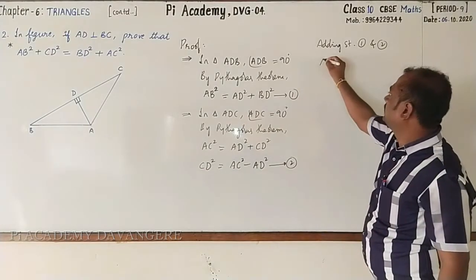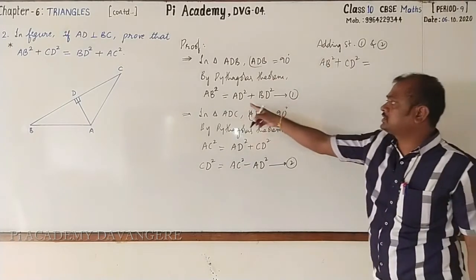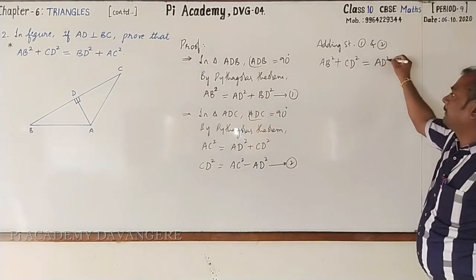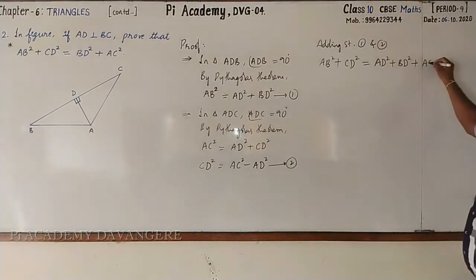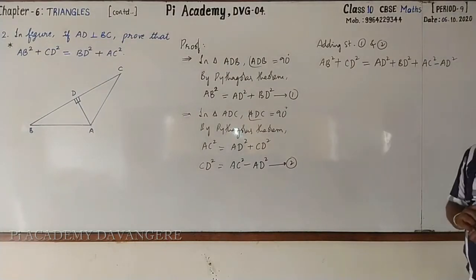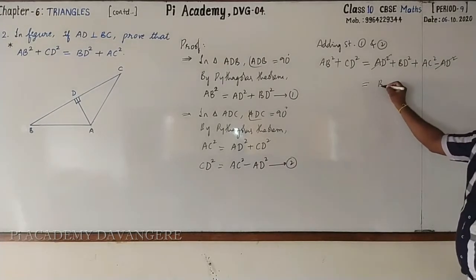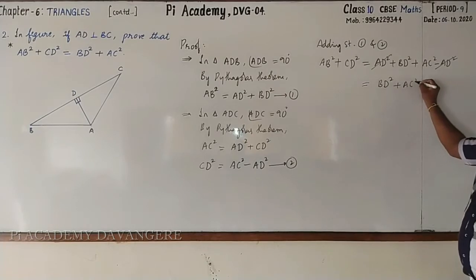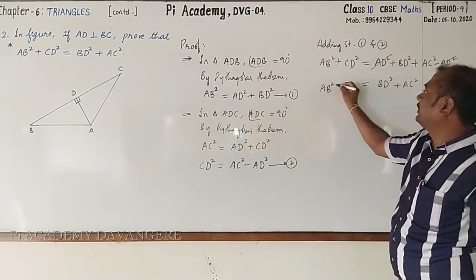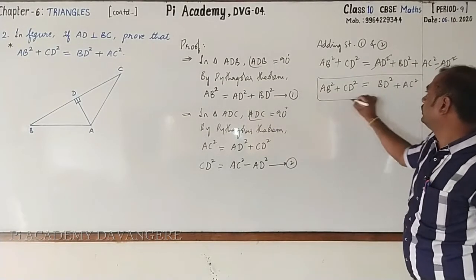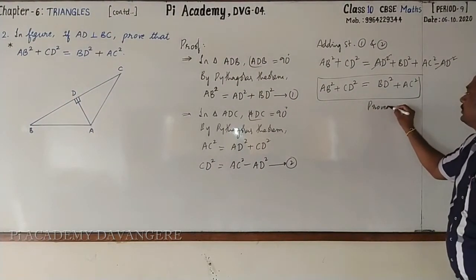Adding statements 1 and 2, LHS part, what is that? AB square plus CD square is equal to RHS part: AD square plus BD square plus AC square minus AD square. Observe, AD square gets cancelled. What will remain? It is BD square plus AC square, which is equal to AB square plus CD square. Hope that you have understood such a simple proof. You are right. Hence it is proved.